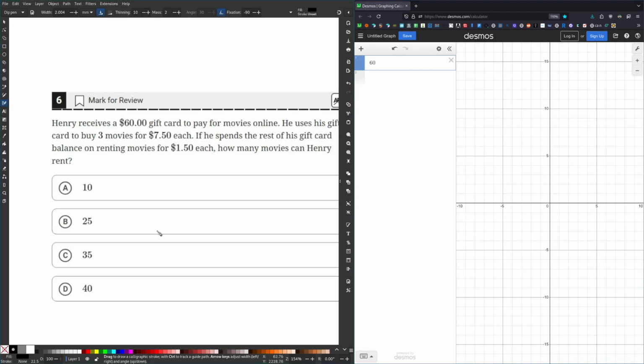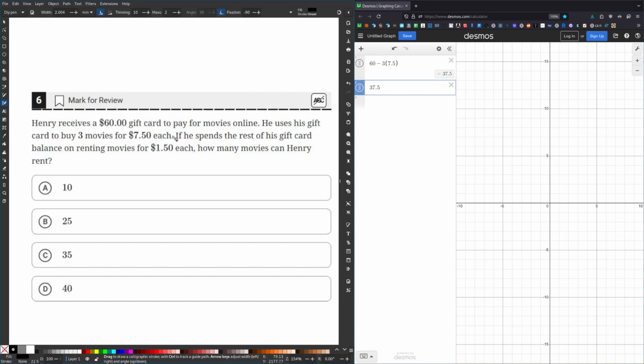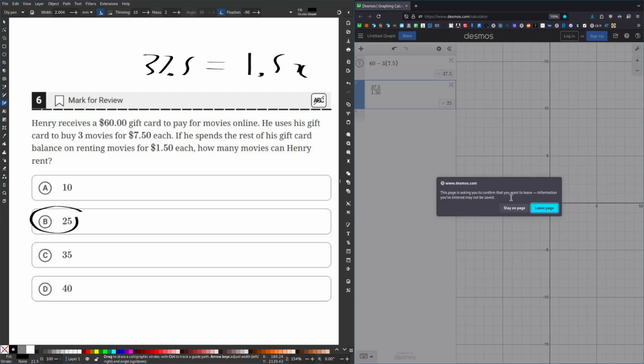Okay, so he buys 3 movies for $7.50 each. So 60 minus 3 times 7.5. So he has $37.5 remaining. And if we divide them into groups of 1.50, let's see what we get. We get 25. So that means you can buy 25 movies. Or you could have seen this last step as 37.5 is equal to movie cost times x, and you solve for x. Okay. Next one.